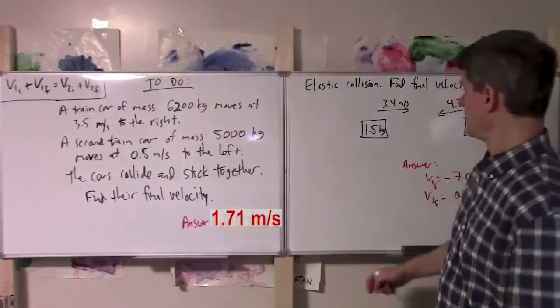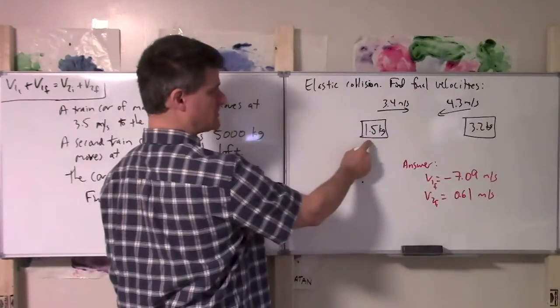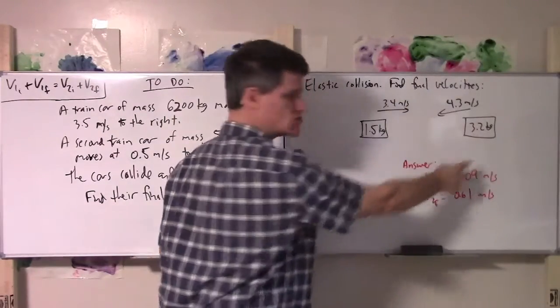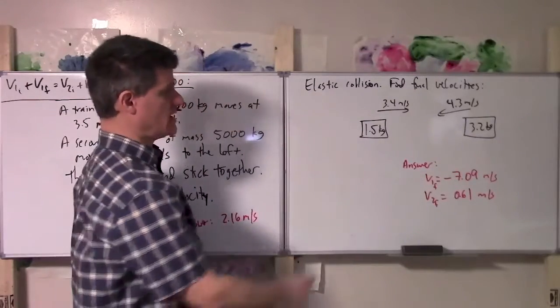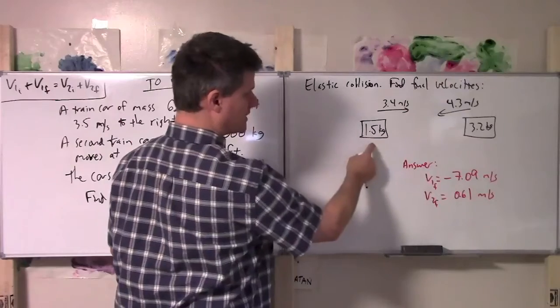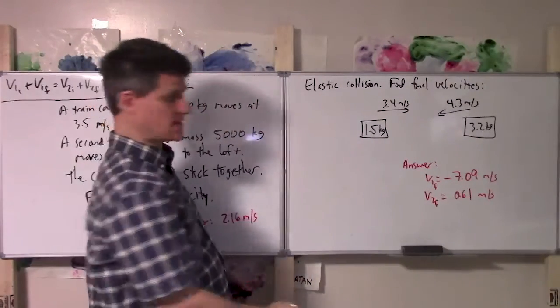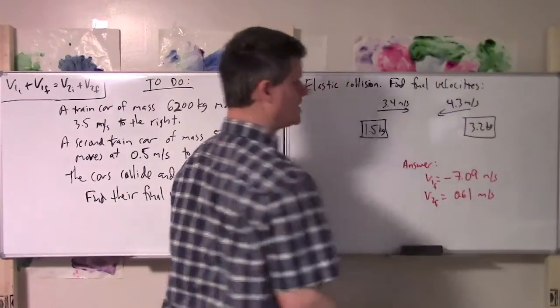So there's the answer. This one, there's an elastic collision of these two blocks. We have a 1.5 kilogram block moving to the right at 3.4 meters per second. We have a 3.2 kilogram block moving to the left at 4.3 meters per second, and find their final velocities. The answers are V1 final, if that's 1, is negative 7.09 meters per second, and V2 final is this one going at 0.61 meters per second.